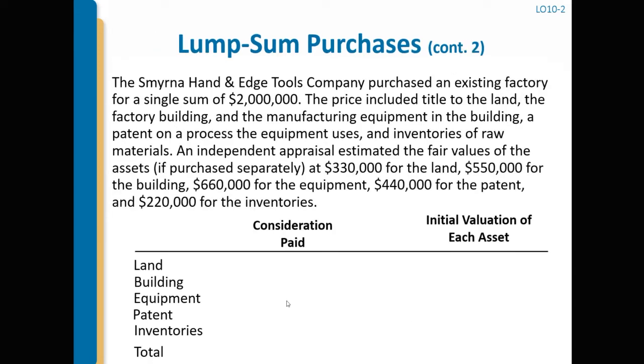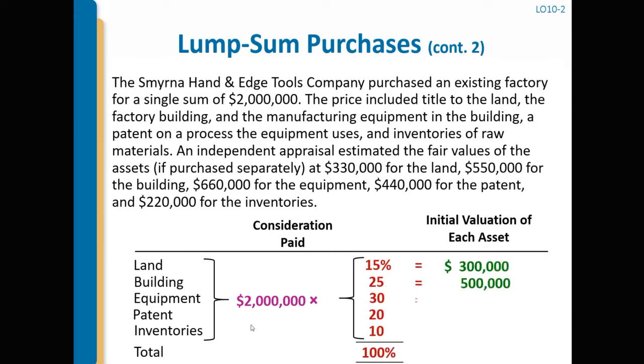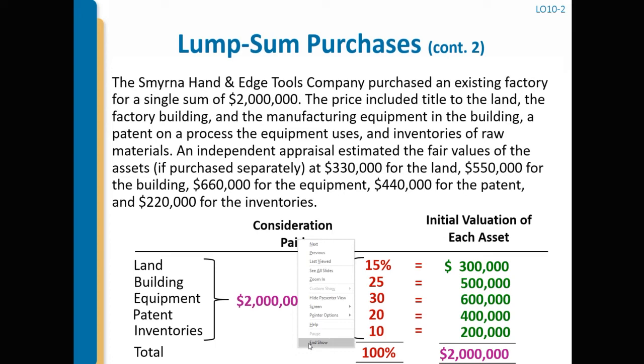Now here's the way. We have paid a total of 2 million, so we will just allocate this 2 million. 15% of 2 million is 300,000. 25% of 2 million is 500,000. In this way we have calculated.